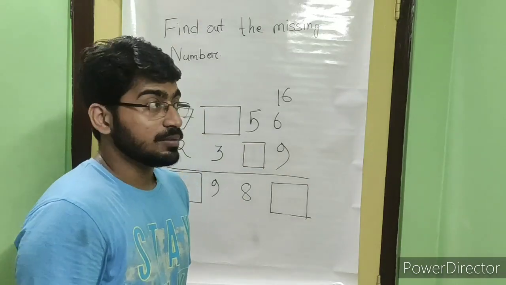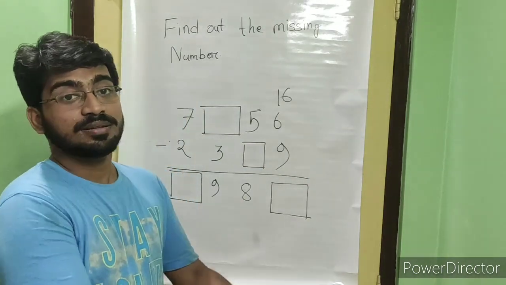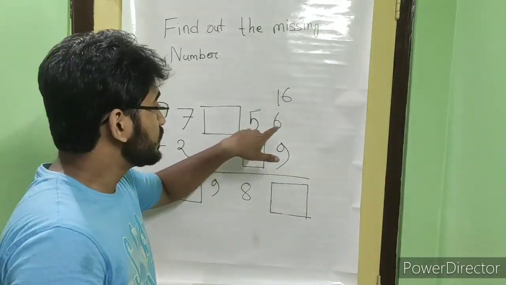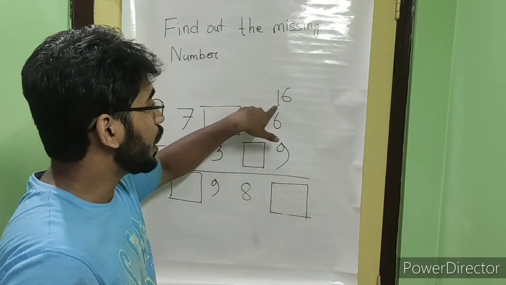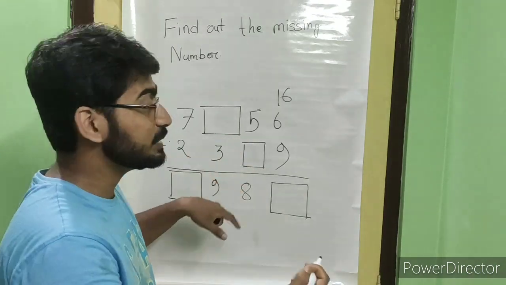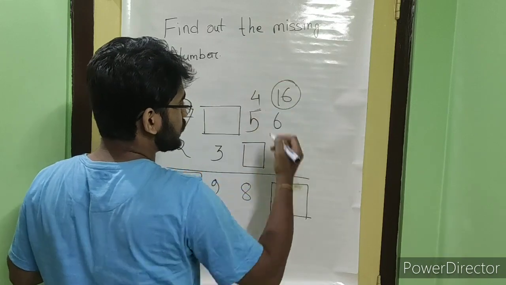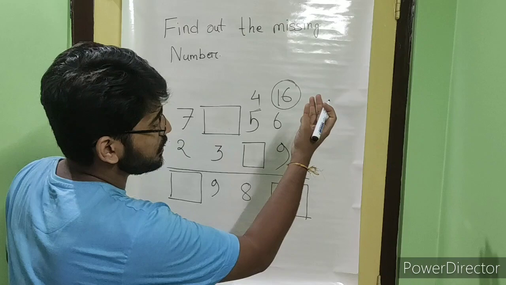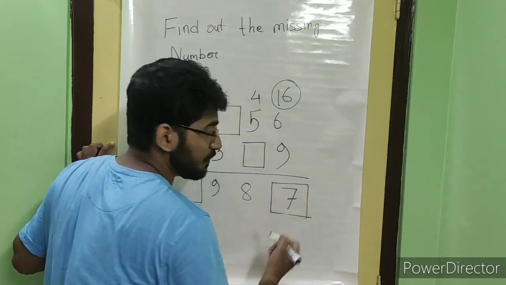So we will consider it 16. How does it become 16? 6 has borrowed 1 from 5, and the 5 will become 4. And it has become 16. So 16 minus 9, how much? 9, 10, 11, 12, 13, 14, 15, 16. So it has become 7.